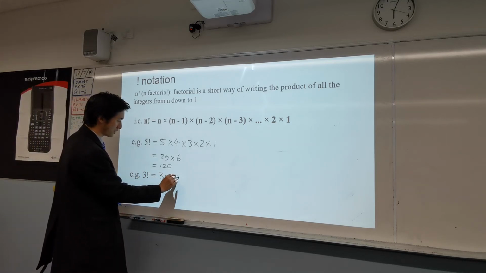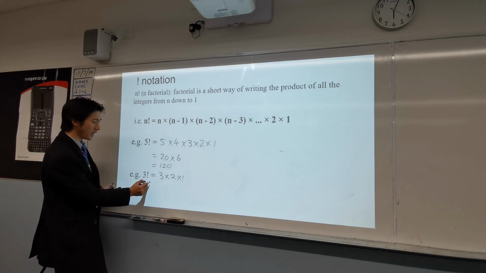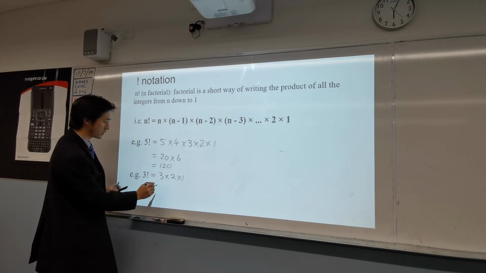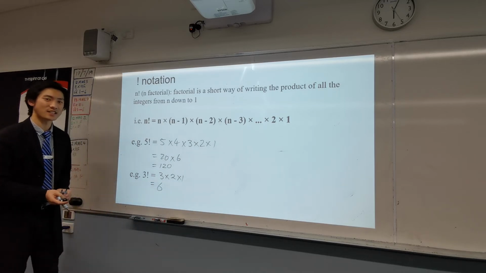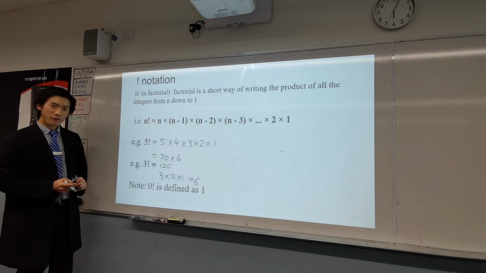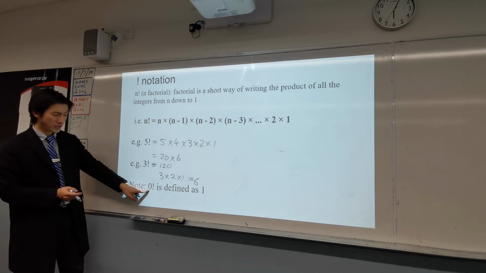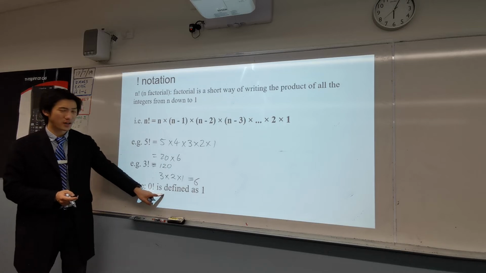3 times 2 times 1. And to evaluate it, that's 3 times 2. The answer is 6. Of important note, 0 factorial is defined as 1.